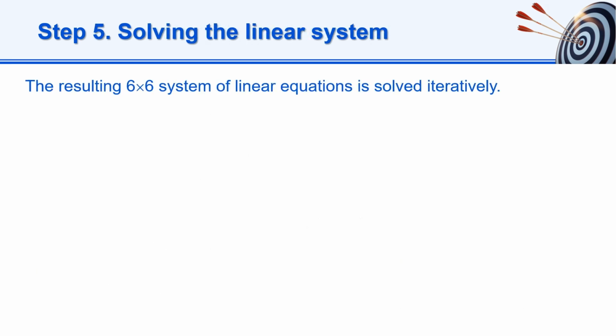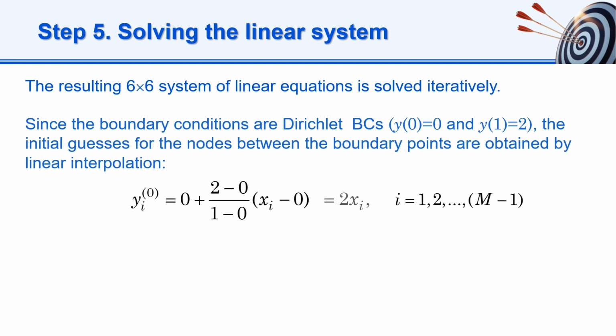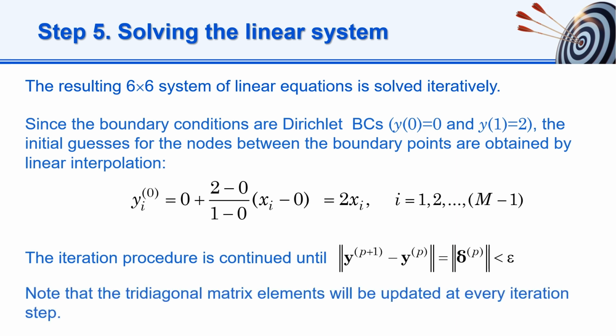The resulting 6 by 6 system of linear equations is solved iteratively. Since the boundary conditions are Dirichlet boundary conditions, the initial guesses for the nodes between the boundary points are obtained by linear interpolation. The iteration procedure is continued until the norm of the displacement vector is less than a tolerance value. Note that the tridiagonal matrix elements will be updated at every iteration step.